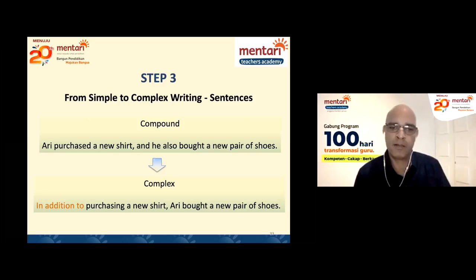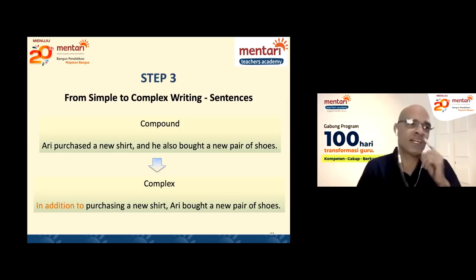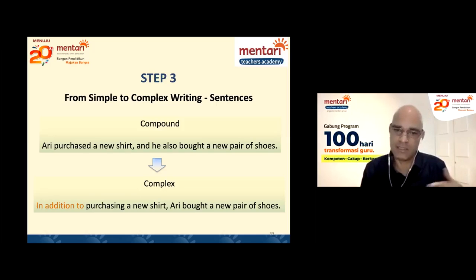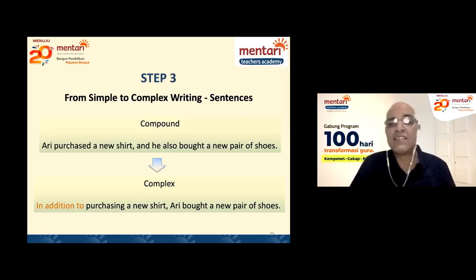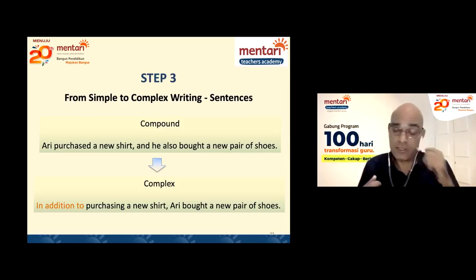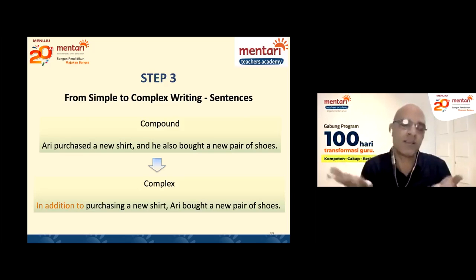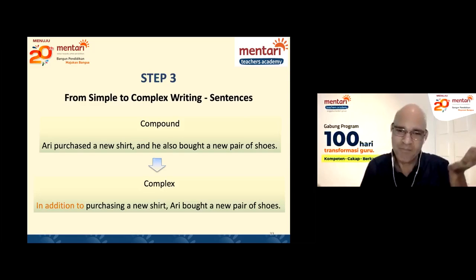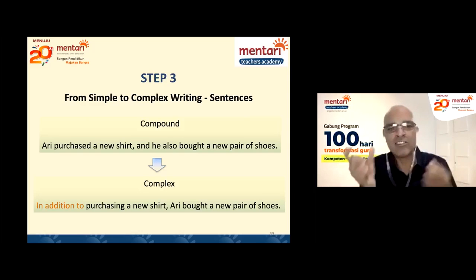Why is this important? Because if I am using a dependent and an independent clause, and again, the independent clause is Ari bought a new pair of shoes, and the dependent clause is the subordinate clause, right? In addition to purchasing a new shirt. When I do that to my readers, I'm putting the ideas in a hierarchy to them. This is the most important idea. This is the less important idea. Or it also allows me to move ideas around.